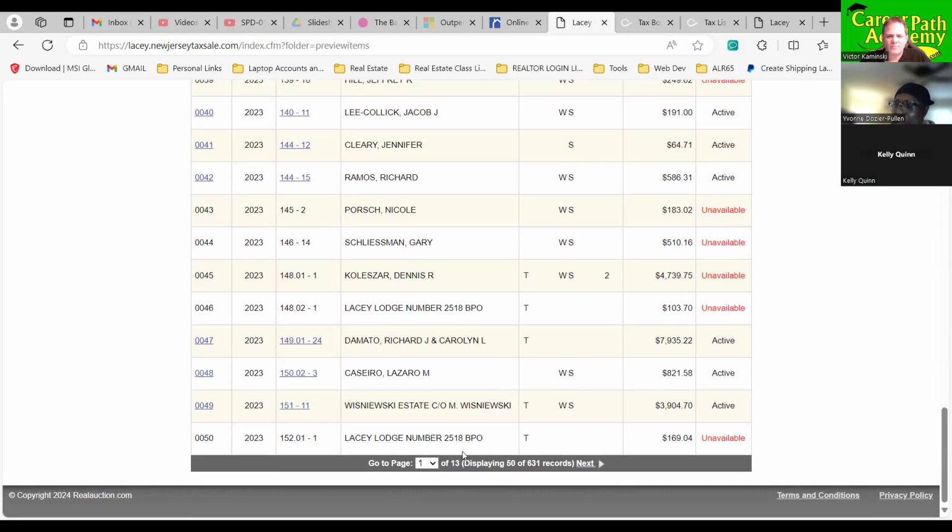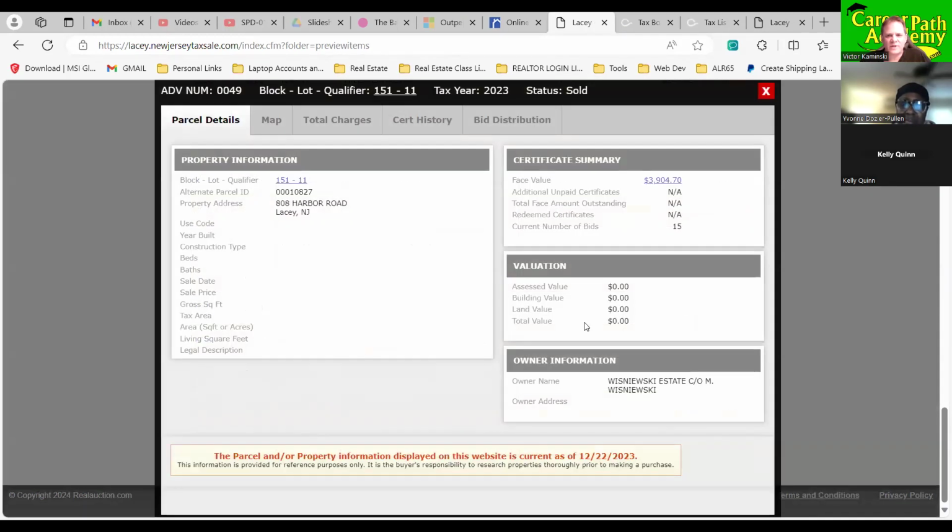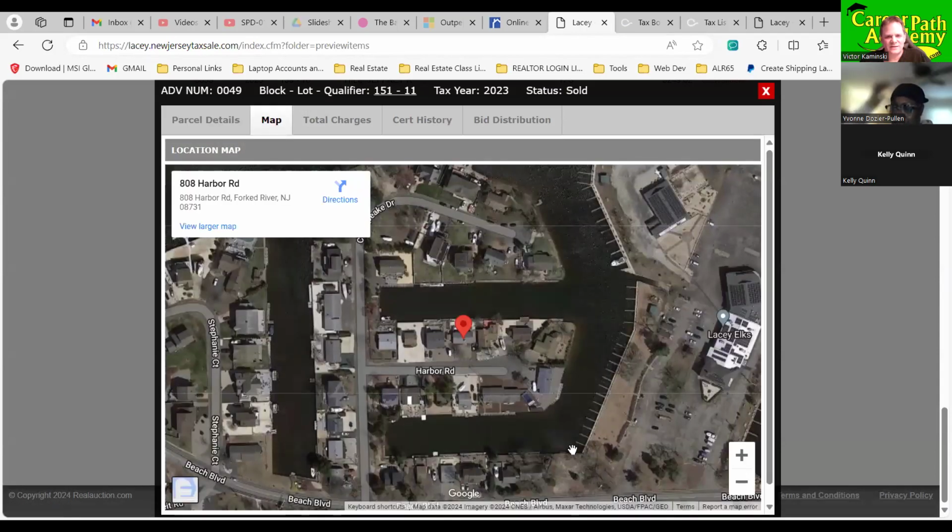Lacey Lodge. BPO. That's not Elks. Who is that? What lodge is that? Anyway, they paid their stuff, so they got caught up. This guy, he's dead, so this is an estate. $3,900. Active. Did somebody bid on it? Yeah, somebody bought it for $3,900. Especially you see it's an estate there. You don't know if there's any family that's going to be paying that or in charge of that.